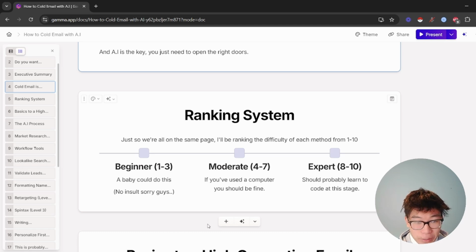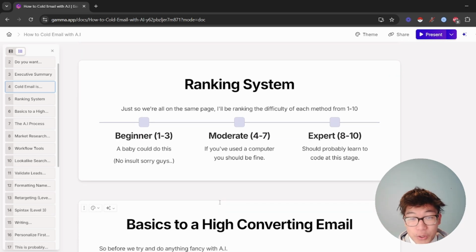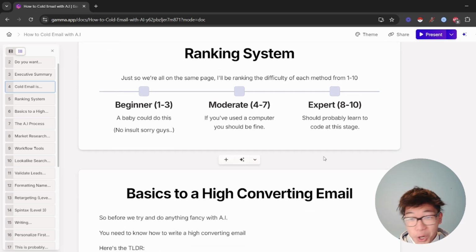Beginner, 1 to 3: a baby could do this. No insult, guys. If you don't know how to, we'll leave it there. Moderate is 4 to 7: if you've used a computer, you should be fine. Okay, just stay with me here. And the last one is expert: you should probably learn to code at this stage. You kind of need to understand some of the backend to make some of this work.